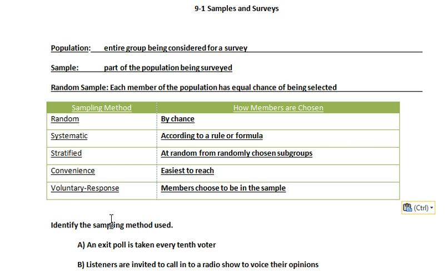And the final way is a voluntary response. That means members choose to be in the sample. So, for instance, readers of a newspaper would be an example of a voluntary response. Or people that call into a radio show to voice their opinion. They don't have to, but they choose to.